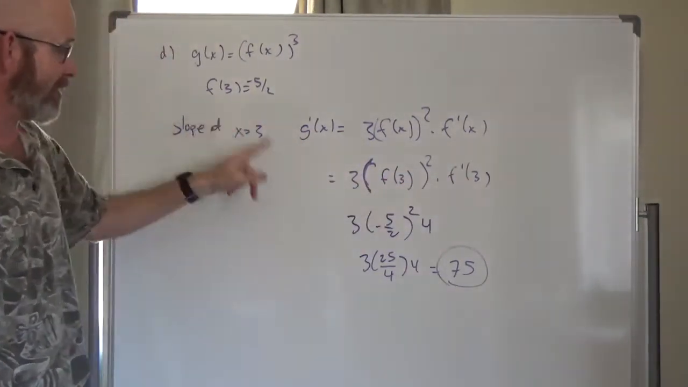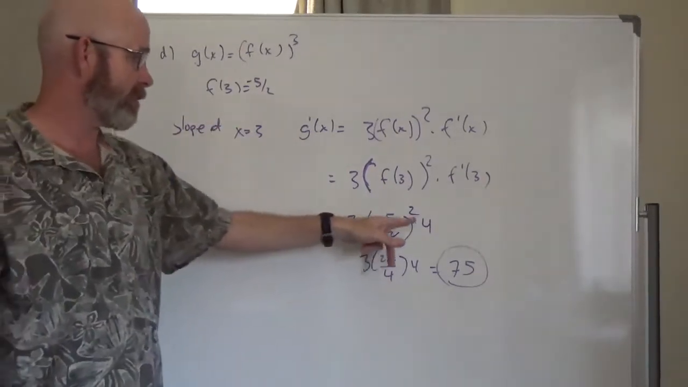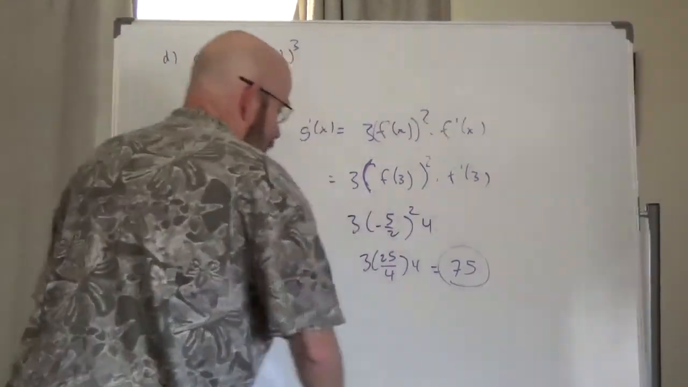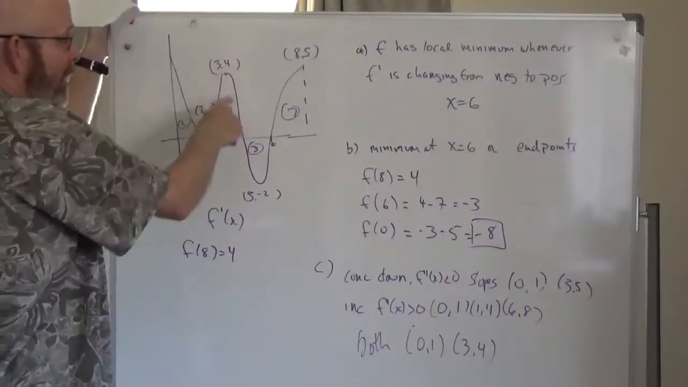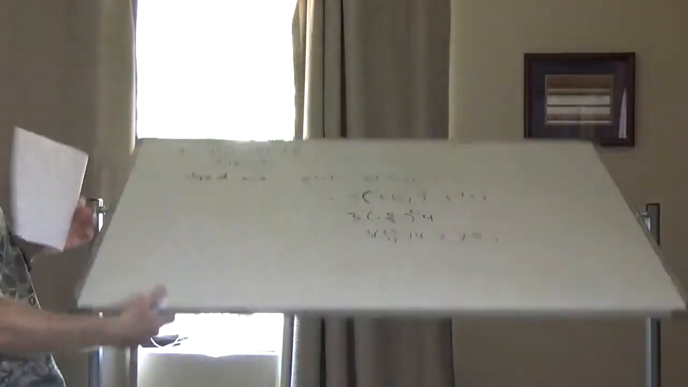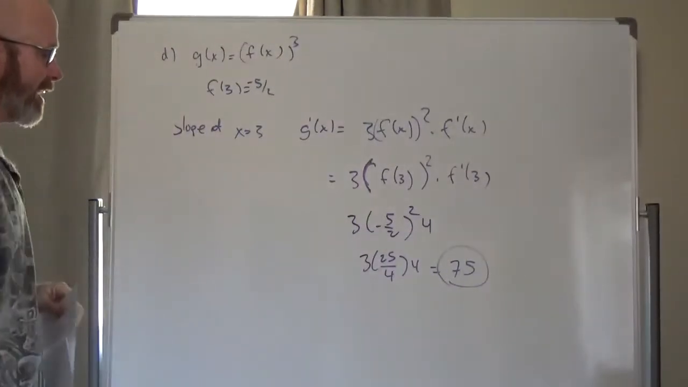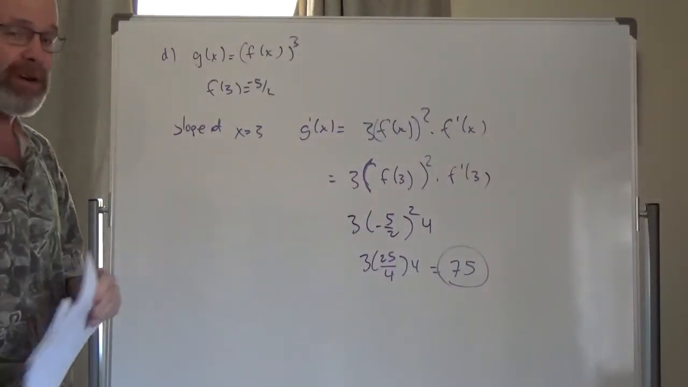So it's 3 times f of 3 squared times f prime of 3. f of 3 they gave us to be negative 5 halves squared. f prime of 3, remember this is the derivative. This is f prime. f prime of 3 is 4. So 3 times negative 5 halves squared times that 4 is 75.